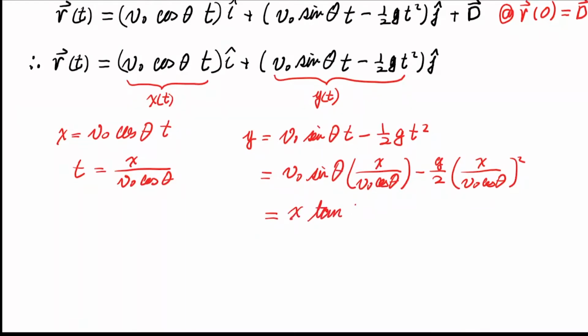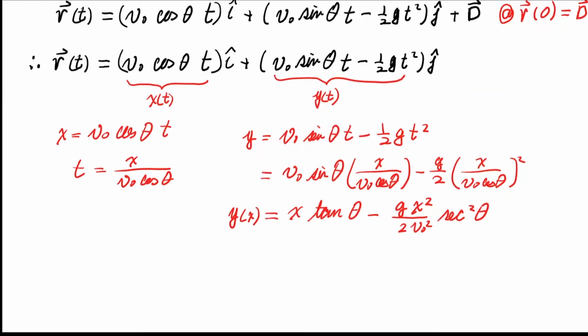Oh, that's remarkably pretty now, isn't it? Next one is the ugly term. G x squared, right? And then in the denominator we have 2 v naught squared, and 1 over cosine squared. Let's just write that as secant squared. Okay, it is what it is. This is your y as a function of x now. How about that?